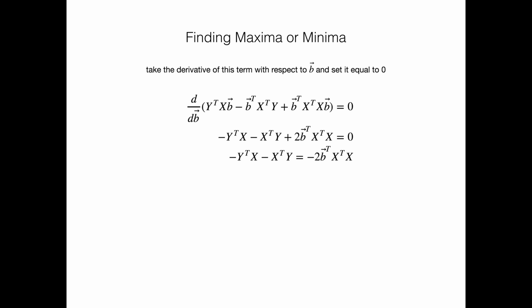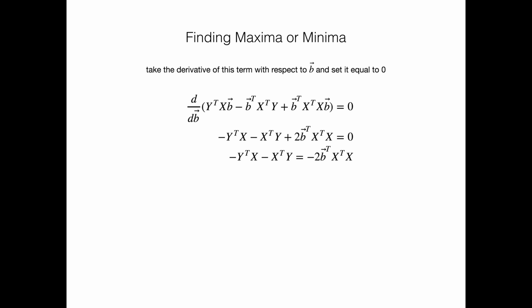Okay, so let's do this again. We take this derivative with respect to b and set it equal to 0. We're going to do everything I just said. There's the term out in front. I dropped that first term because it didn't depend on b, and I took the derivative. That derivative gives me y transpose x minus x transpose y plus 2b x transpose x. Great, and that's equal to 0. And I'm just going to move that second term over.